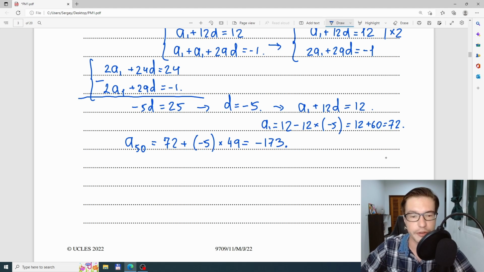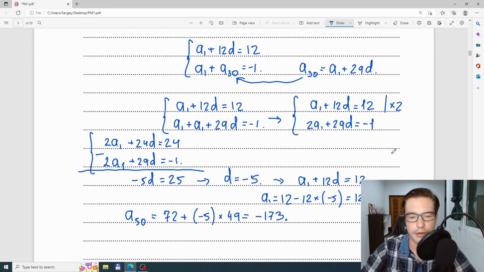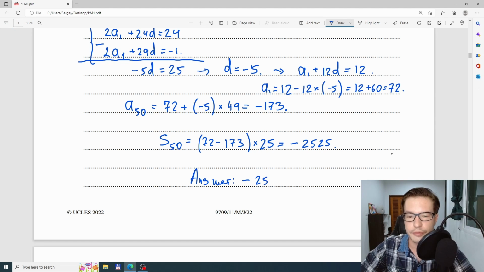Now, we're ready to substitute this into the formula for S50, the sum of 50 terms, which is S50 equals 72 minus 173 times 25. And this gives us minus 2,525. And I will state this as the final answer. Minus 2525. Let's move on to the next question.